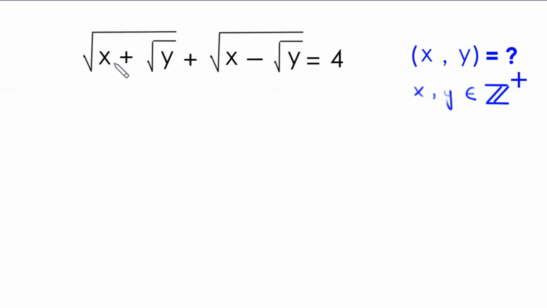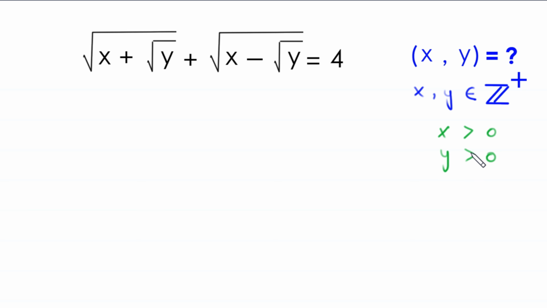The square root of x plus root y plus the square root of x minus root y equal to 4. Our job is to find all possible values of x and y such that x and y are positive integers, means that x is greater than 0 and y is greater than 0.